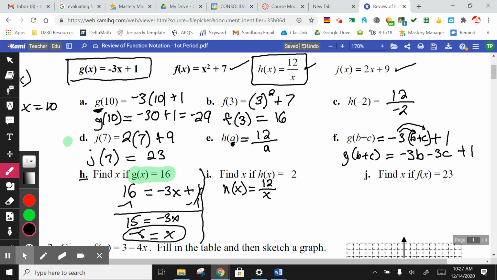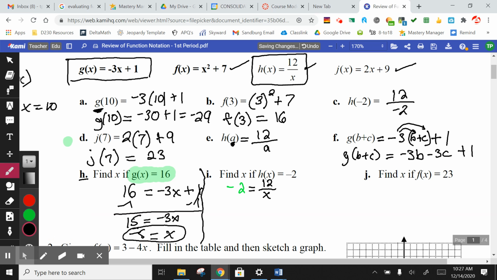All right, so here's h of x. I just rewrote the function. h of x is equal to 12 over x. What you were then told is that we know what h of x equals, right? So I can erase that and replace it with an actual numerical value. What h of x is equivalent to is a negative 2.